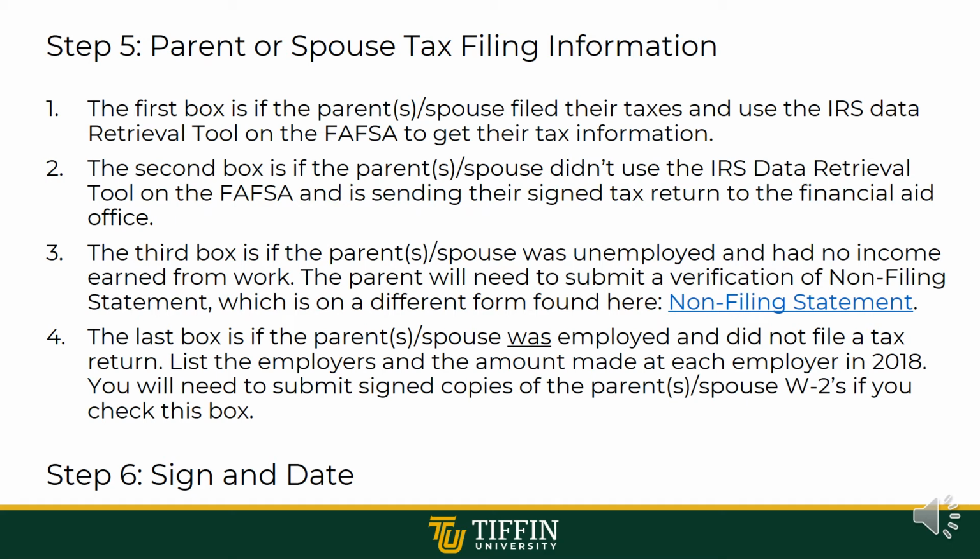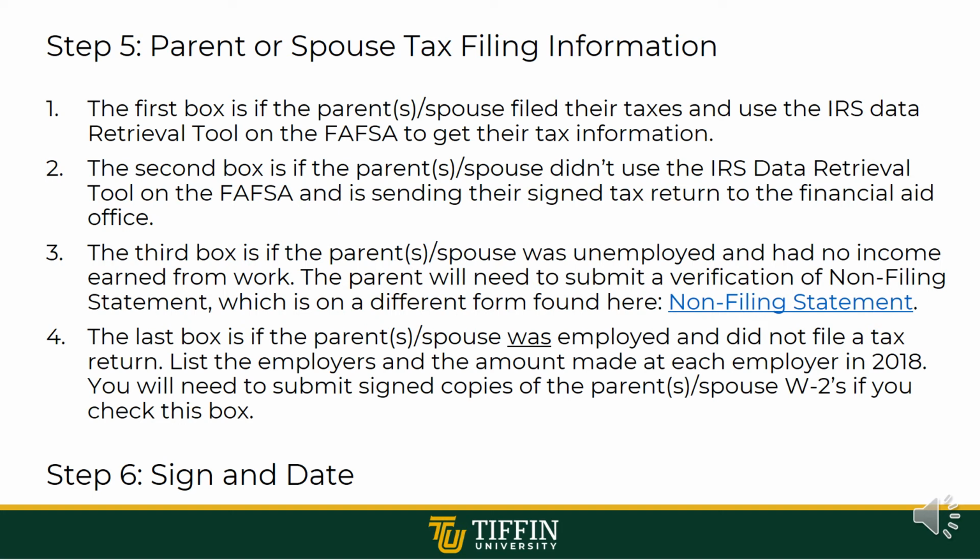Step 5, parent or spouse tax filing information. Check box 1 if the parent or spouse filed their taxes and used the IRS data retrieval tool on the FAFSA. Check box 2 if the parent or spouse did not use the IRS data retrieval tool on the FAFSA and are going to send in their signed tax returns to the financial aid office.